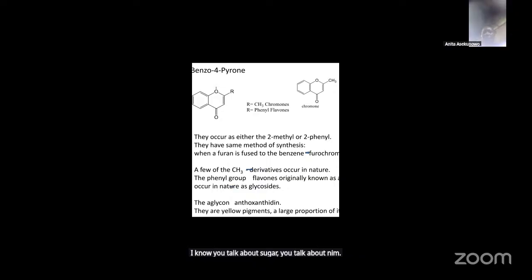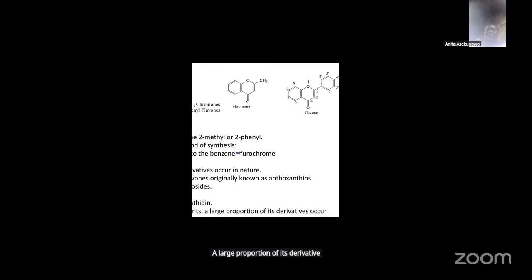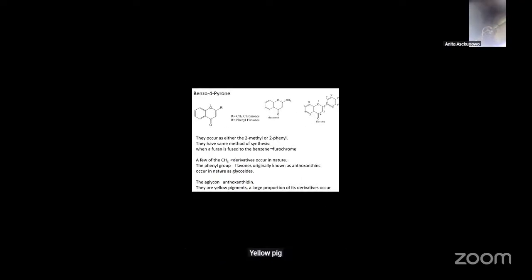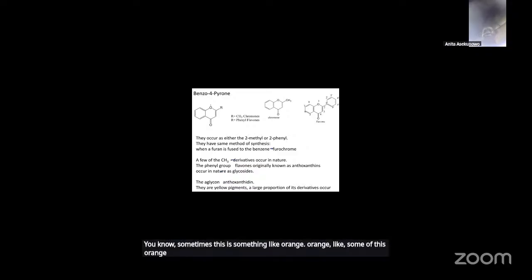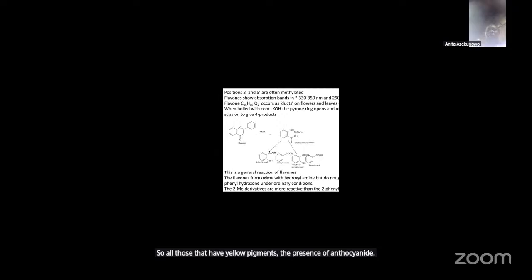These anthocyanins are the yellow pigments. A large proportion of its derivatives occur in nature. There are some fruits that you see that are yellow in nature. Sometimes you see something like orange, like some of these oranges you see in the shop, right? Some of them you see that their body is yellow. So all those fruits that have yellow pigments have the presence of a glycoside called anthocyanin. Now, why do we need all this benzopyrone? The essence is for their reactions.